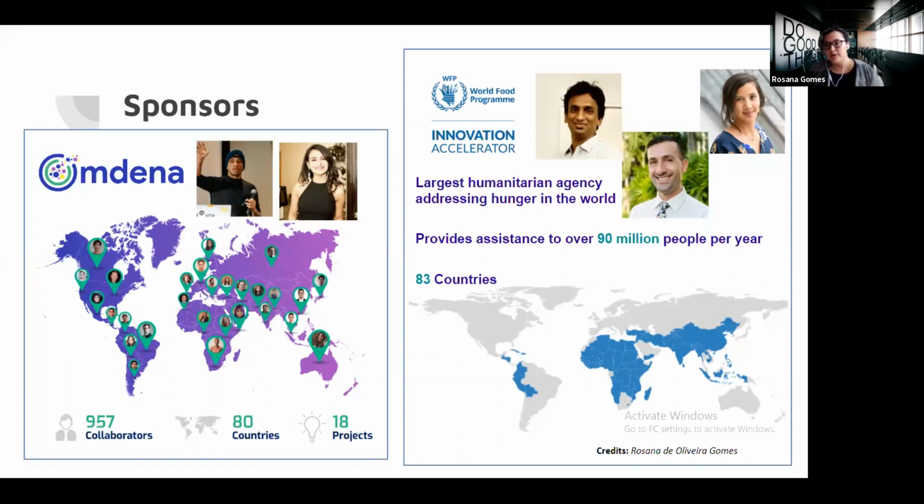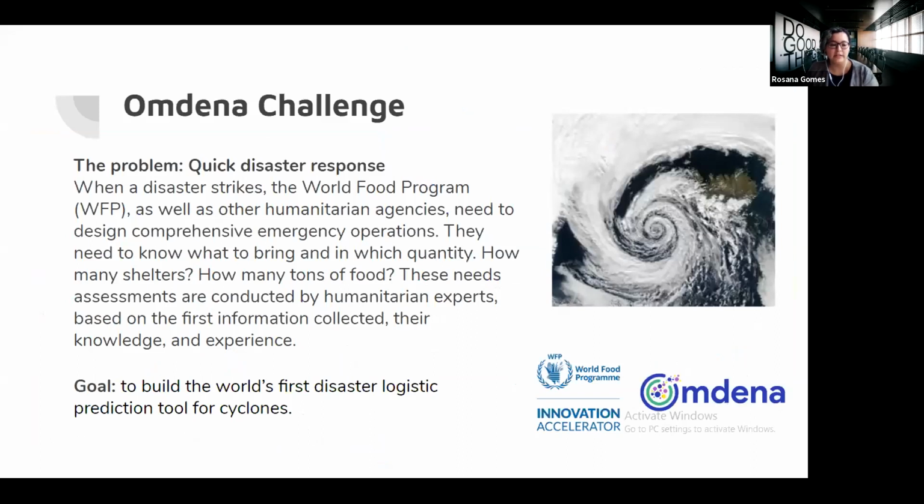The World Food Program is a branch of the United Nations, and is currently the largest humanitarian agency addressing hunger in the world. They provide assistance to more than 90 million people per year, and they help more than 83 countries, which are highlighted here in blue. So now you can go to the next slide, and we can talk finally about our challenge.